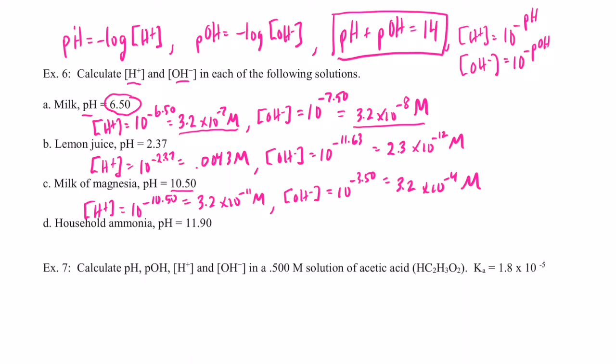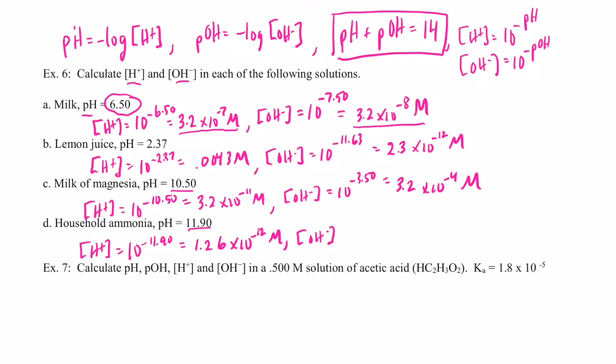And then finally ammonia, of course we know that's basic, has a pH close to 12, 11.90. So the hydrogen ion concentration is 10 to the negative 11.90. So 10 caret negative 11.90 gives me 1.26 times 10 to the negative 12th moles per liter.